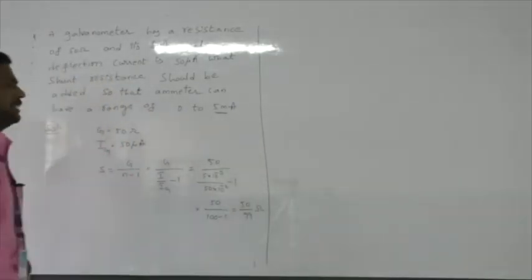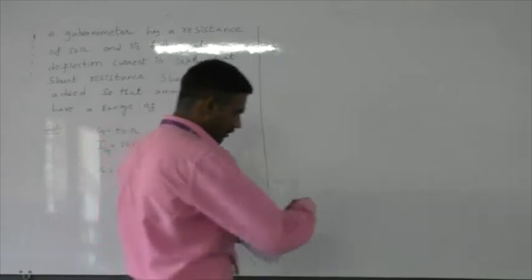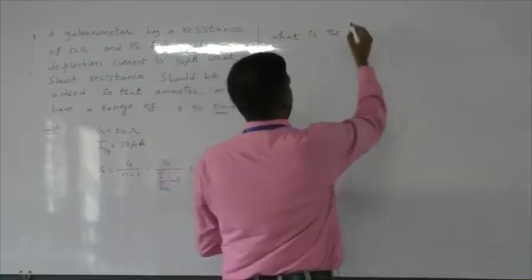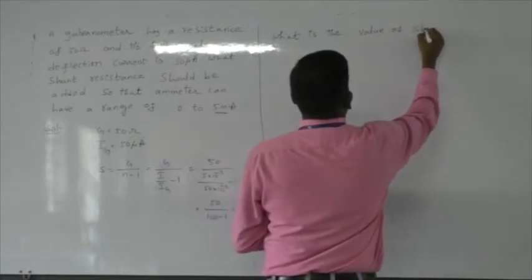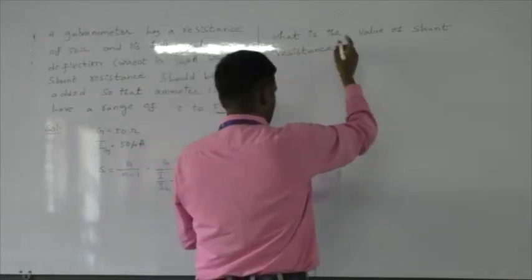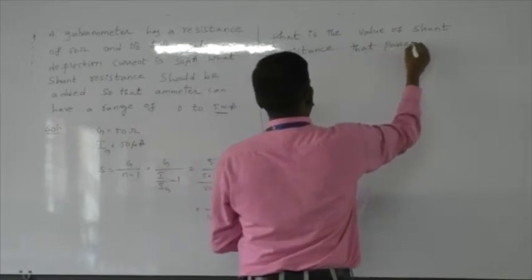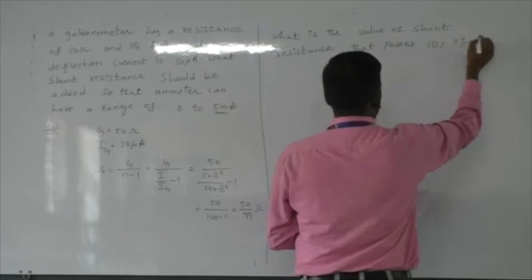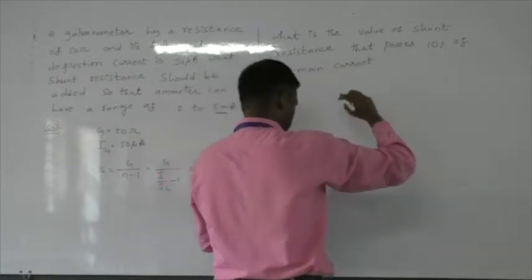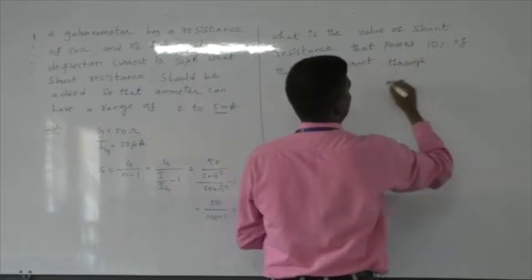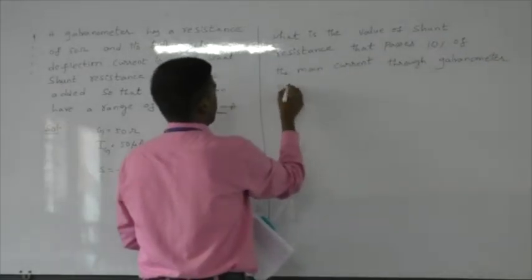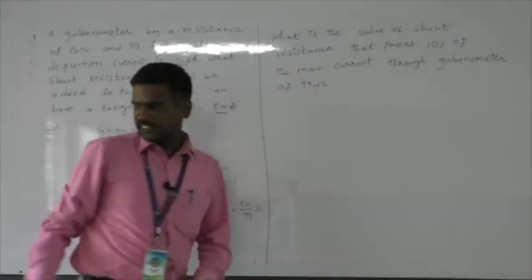Let us move to another sum to understand this. Here we have the next sum. What is the value of shunt resistance that passes 10% of the main current through a galvanometer of 99 ohms? They have given the galvanometer resistance as 99 ohms.